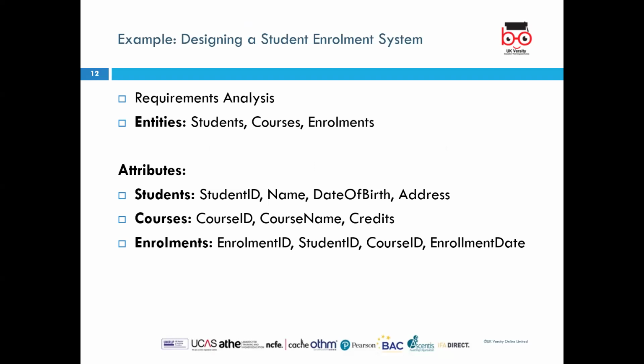So we also have an example. We're now going to look into designing a student enrollment system. For this database, we have our entities such as students, courses, and enrollment, and each of them will have their own attributes which we assign for our schema.